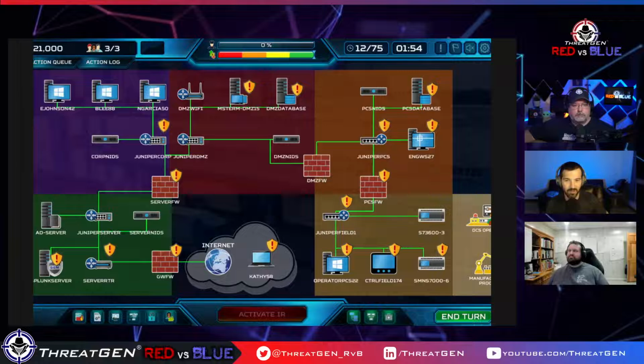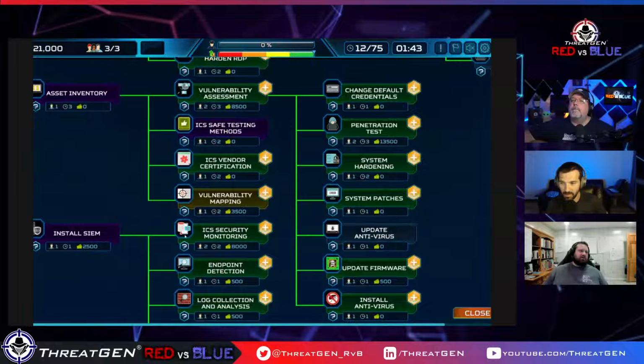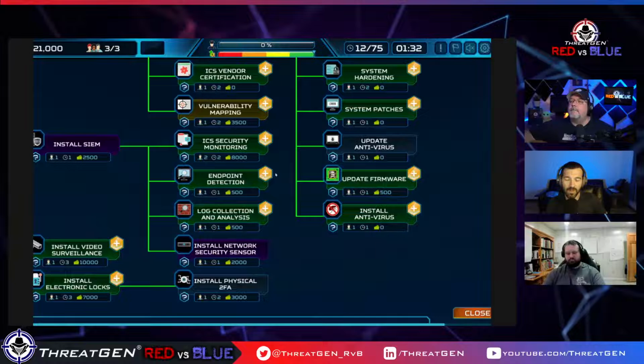Okay, so what's our highest value action right now? So our highest value action still is the EDR on the engineering workstation, followed by the video cameras, followed by vulnerability assessments for what we need. Okay. Let's calculate EDR for a few more systems.